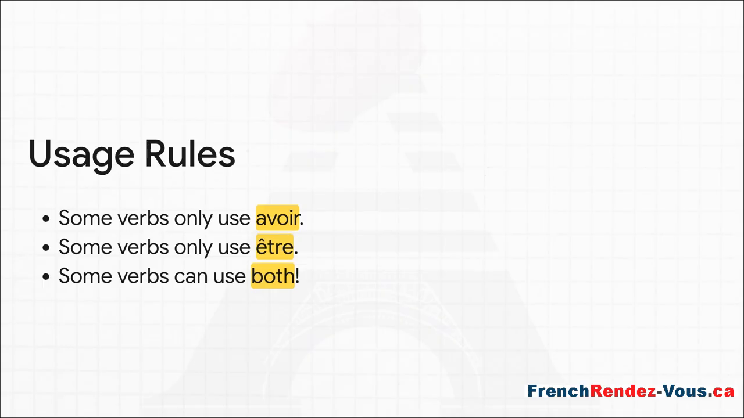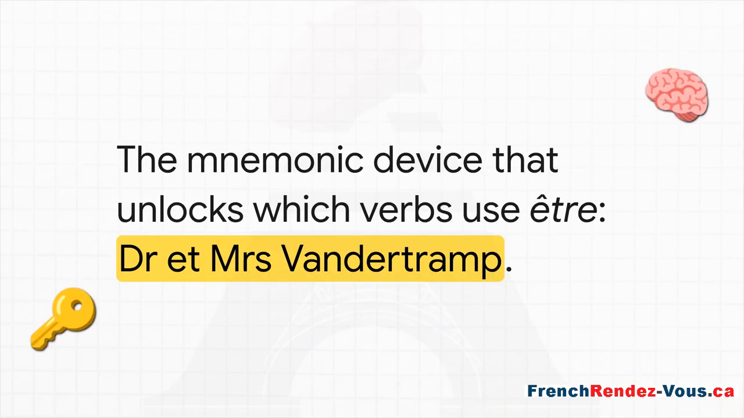And here's where it gets a little tricky. You see, most verbs will simply take avoir, no problem. But then there's this specific group of verbs that absolutely requires être. And just to make things a little more interesting, there are even a few verbs that can use both, but their meaning changes completely depending on which one you pick. So how on earth do you keep it all straight? Well, I've got good news.